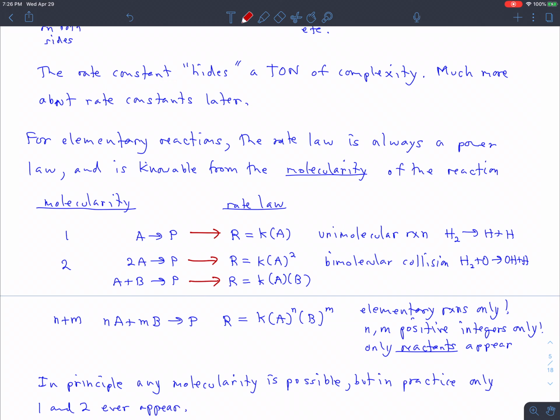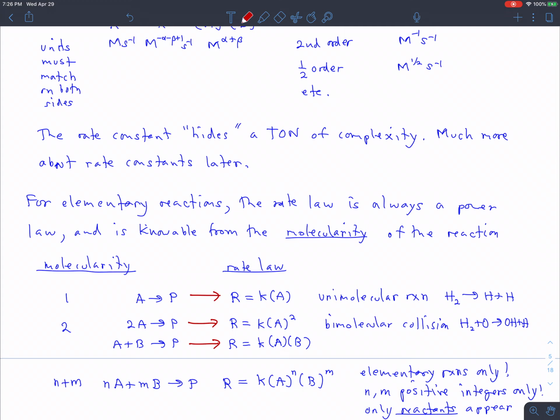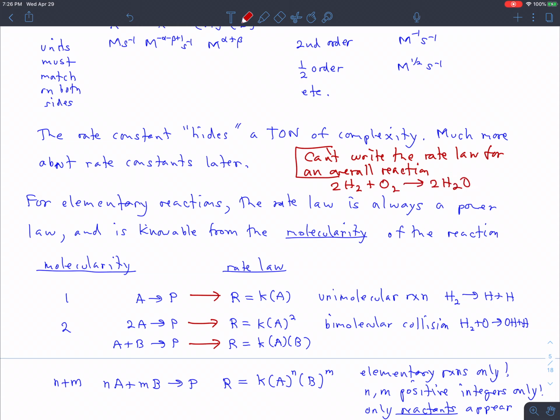Now, I didn't say it above, but let me say it now clearly, that you can't write the rate law for an overall reaction. The overall reaction doesn't tell you enough information in order to know what the rate law for that overall reaction will be. So for example, 2H2 plus O2 goes to 2H2O. We don't know what the overall rate law will be.